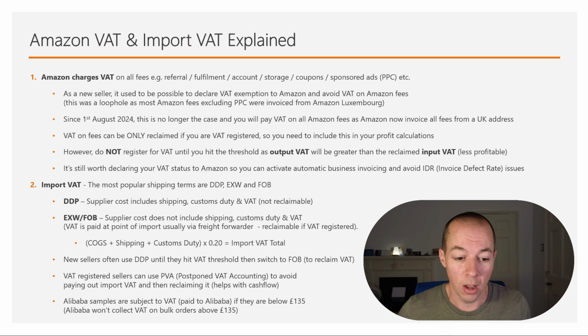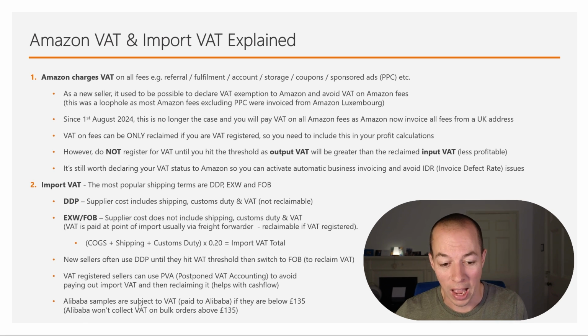Now, just a final thing on this slide that's worth mentioning, as a lot of people do wonder why this happens. If you're ordering samples on Alibaba and the total of that sample is below £135, then Alibaba will charge VAT on that sample cost. It's just due to the regulations that we've got. Any transaction below £135, it is the responsibility of the OMP, which is the online marketplace, for them to collect the VAT. So that is what Alibaba are doing.